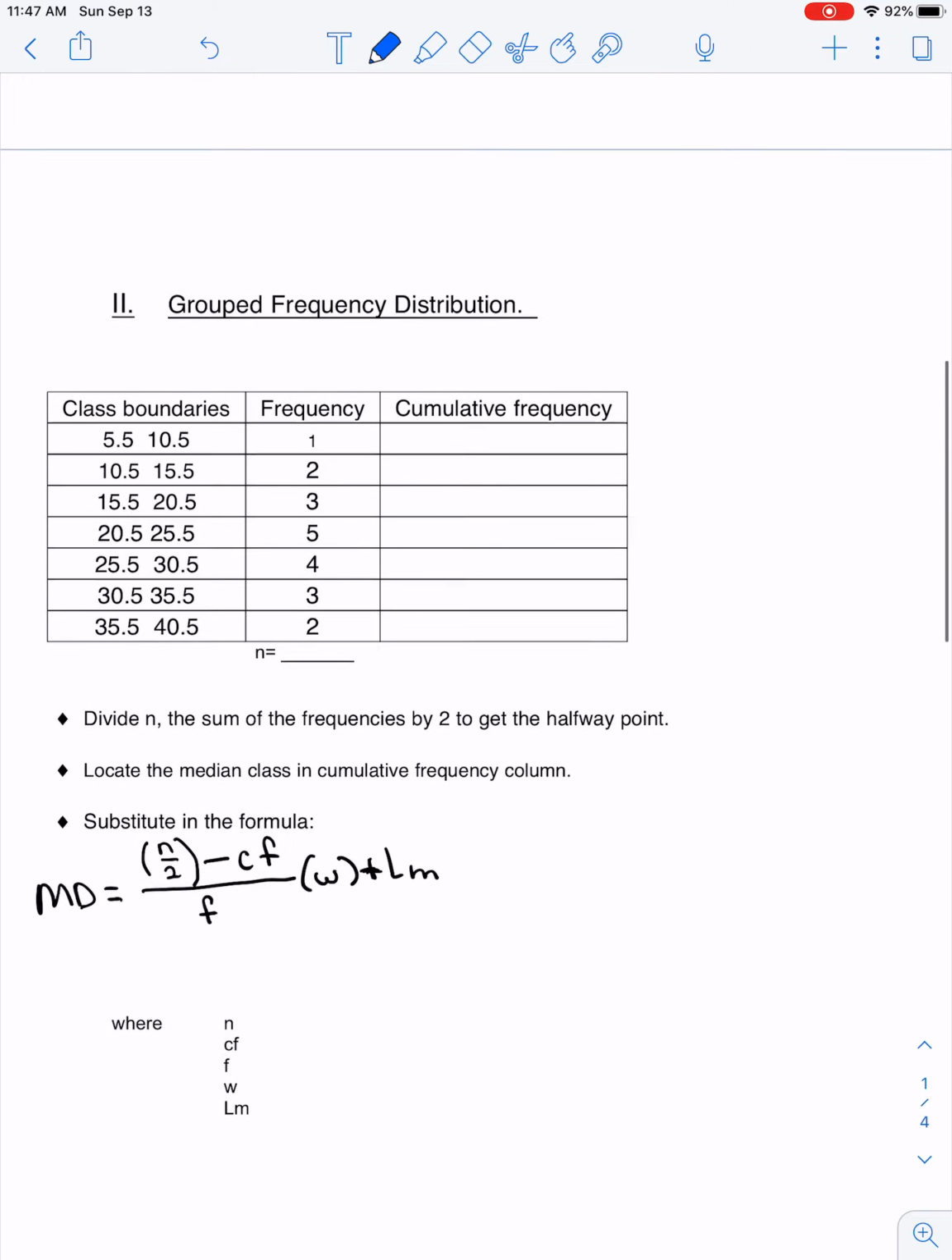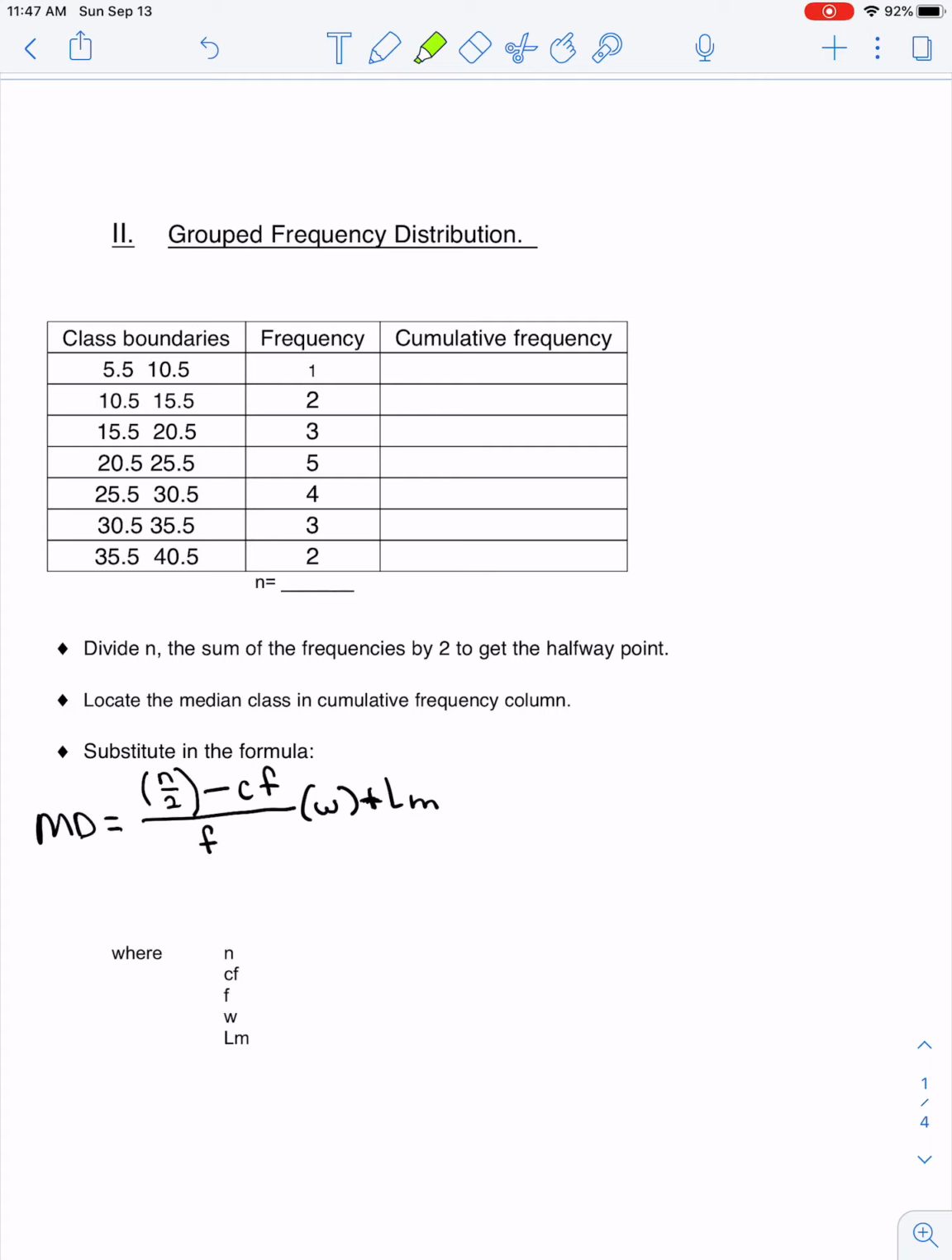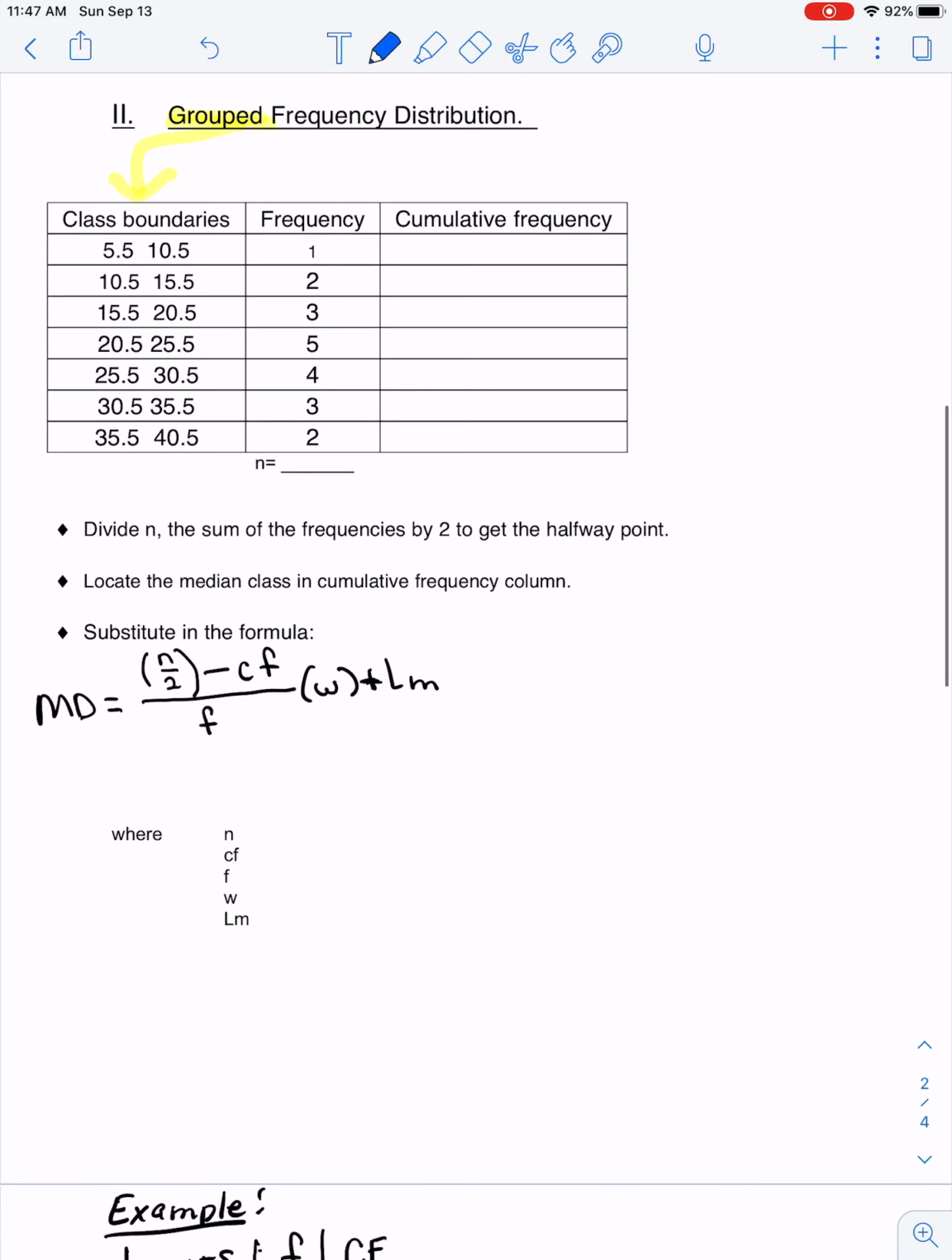Okay, so let's continue on and take a look at this next one. This one's going to talk about a grouped frequency distribution. And again, it's grouped because we're starting out with boundaries, or in some cases, I could even give you limits. We're going to do the same thing as before. We're going to create our cumulative frequency column.